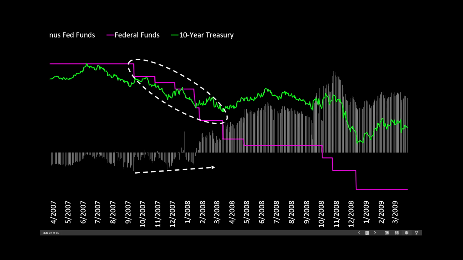But notice within the circle over here, the Fed actually started to cut rates in September. The spread was still negative, but it's not that the spread turning back positive is the best signal. It actually occurs before that. We want to see a contraction in the spread. And I think that's the biggest takeaway today.